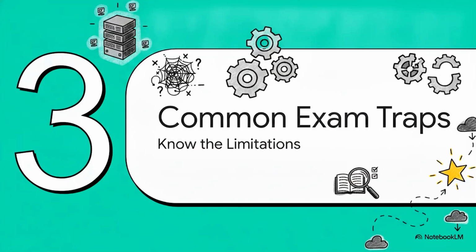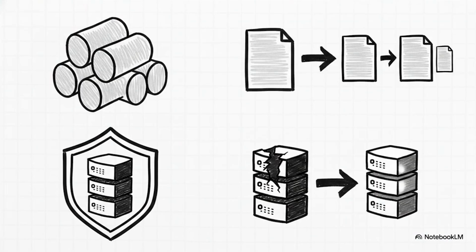All right, Section 3, Common Exam Traps and Edge Cases. This is where you really need to pay attention. First up, let's rapidly define a few storage and disaster recovery acronyms, because they're totally central to the limitations we're about to look at. A VG is a volume group. RF is replication factor. PD is protection domain, and DR stands for disaster recovery.